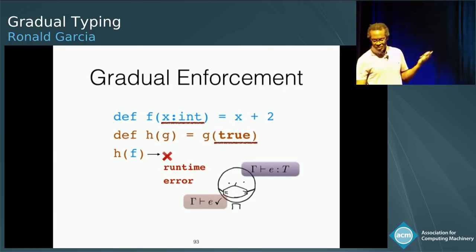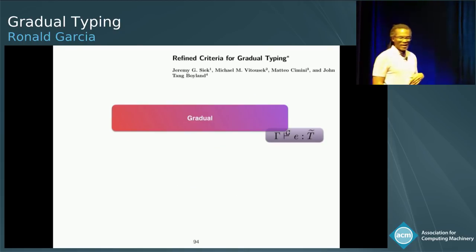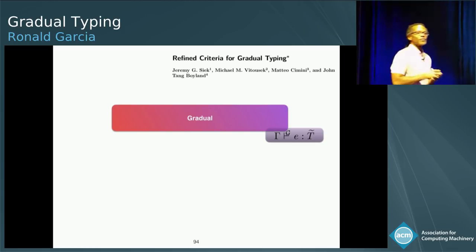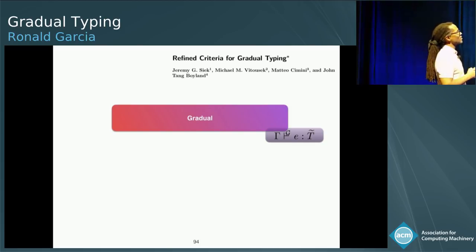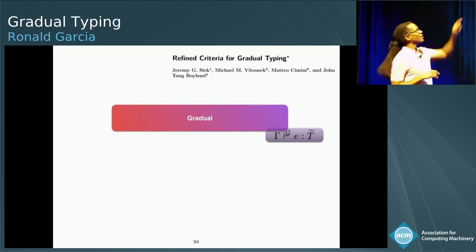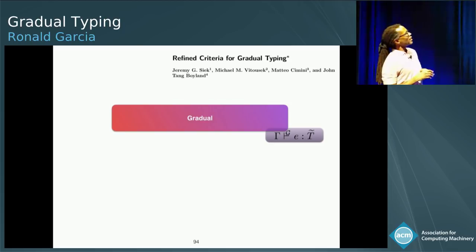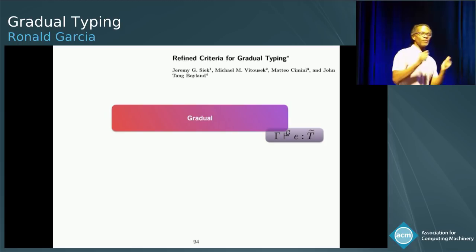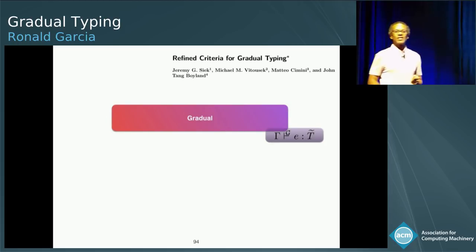And the way it's realized is by creating something altogether new. So what you have is something that's called a gradual language, and the gradual language has its own typing judgment. And this paper by Jeremy and Michael and Matteo and John Boylan talks about, well, what are the criteria for a language that is supposed to be called gradual? What do we mean when we say gradual language in Haskell?